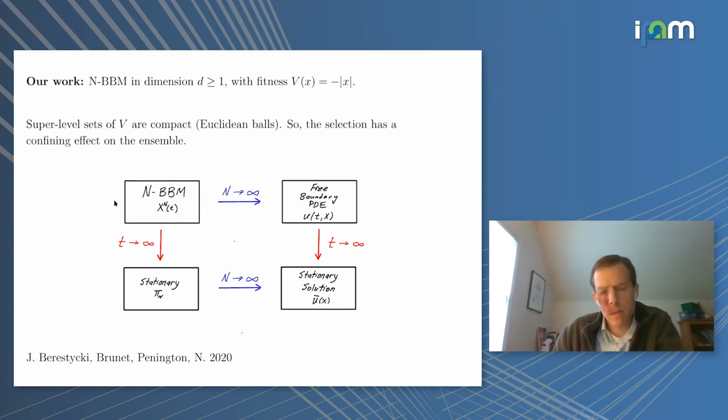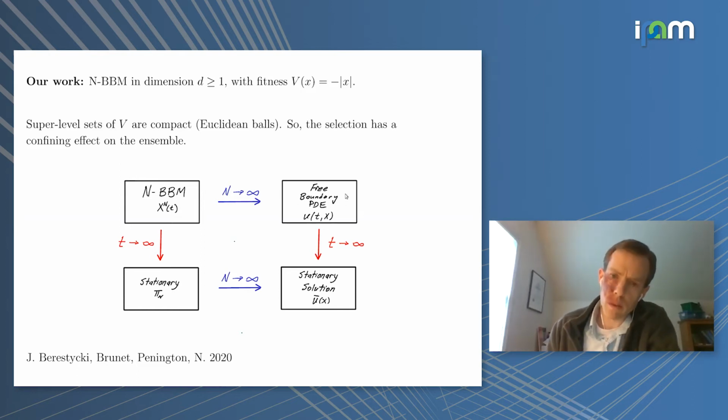In the upper left, we have the particle system, the NBBM process, and we prove that as n goes to infinity, the empirical measure for this particle system converges to a density which satisfies a free boundary problem.